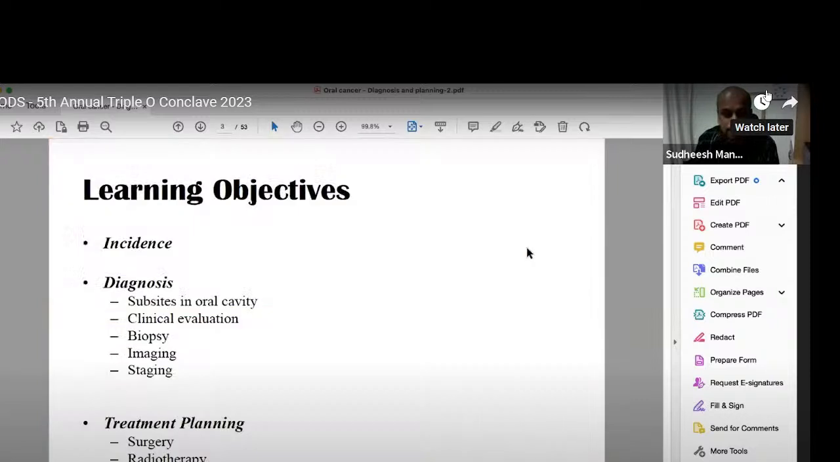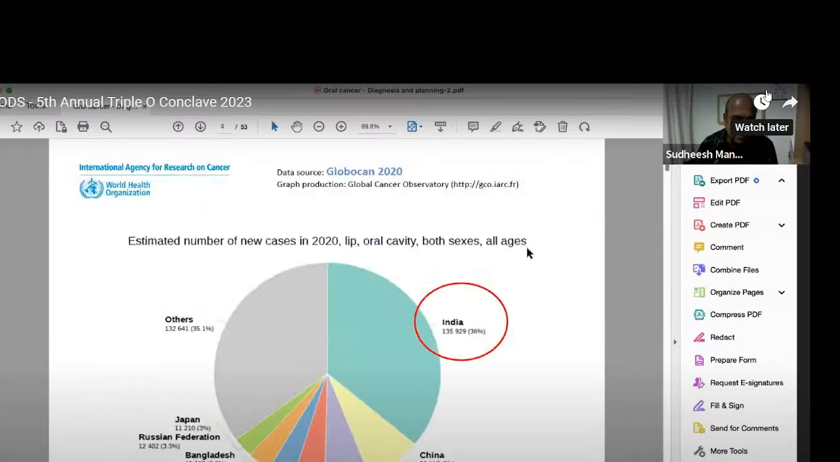So thank you. I'll be discussing this topic under three major sections. First is the basic incidence and epidemiology of oral cancer, and how to diagnose a case. Whenever a case comes to you, how to go through the case, and how to plan a treatment. I'll be discussing under these topics.